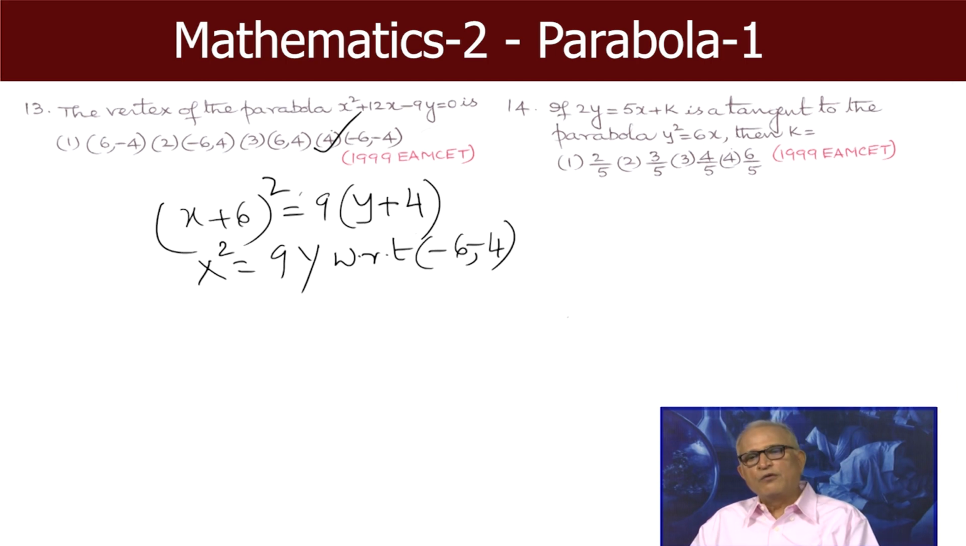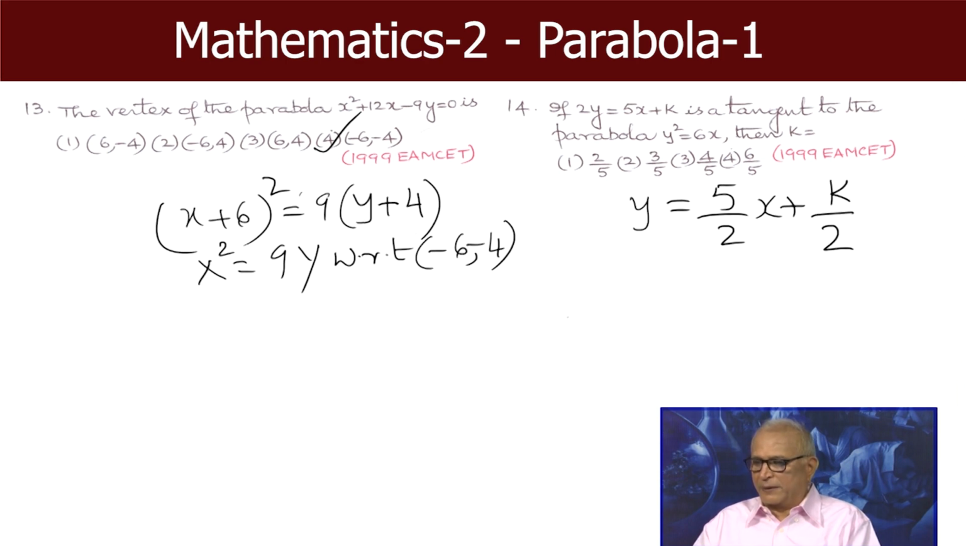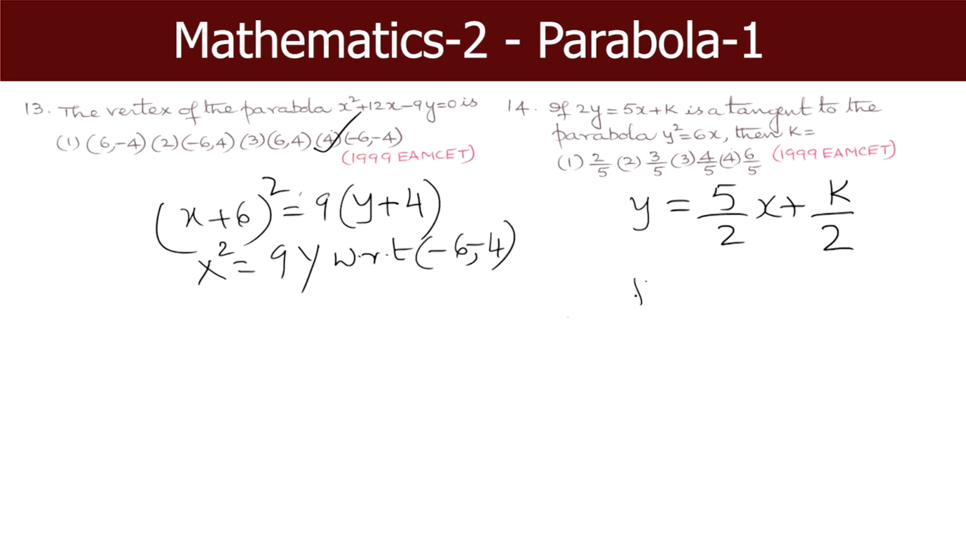14. If 2y equal to 5x plus k is the tangent to the parabola y square equal to 6x, then what is the value of k? So y equal to 5 by 2 x plus k by 2. That is in the slope form, y equal to mx plus c. It is a tangent to the parabola if and only if k by 2 equal to c equal to a by m. a is 6 by 4, divided by m which is 5 by 2. That is 3 by 5.